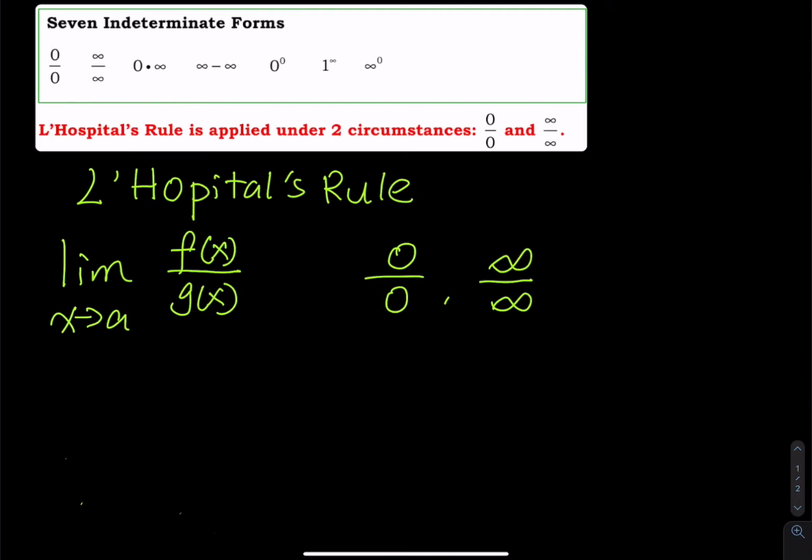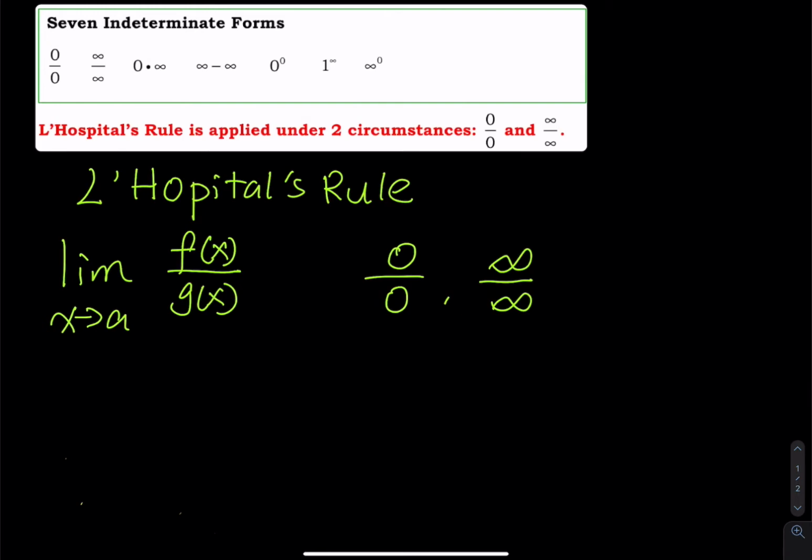How do we do L'Hopital's rule? First, let's say we have a limit as x approaches a. We have a rational function, a function divided by another function. How do we know that L'Hopital's rule applies? First, you have to plug x into the function to see if you have 0 over 0 or infinity over infinity. If you have either one of these, then L'Hopital's rule applies.